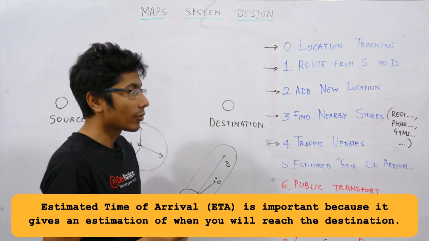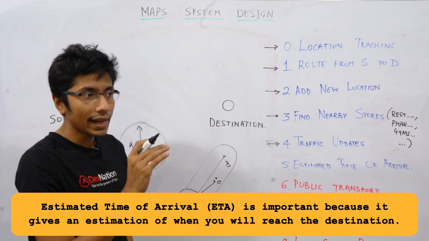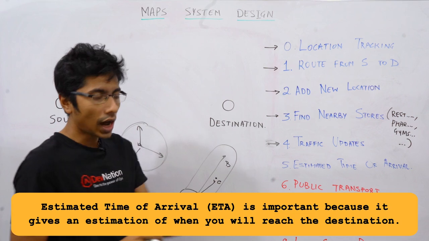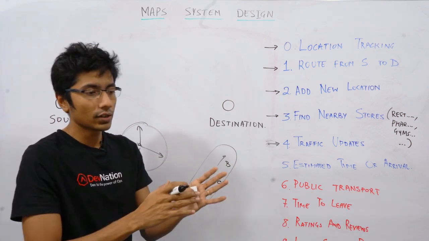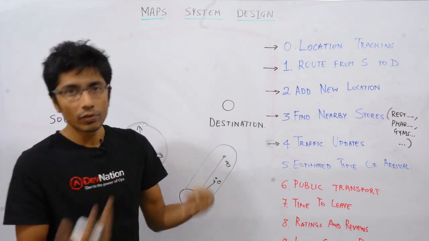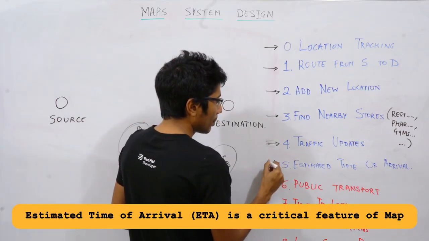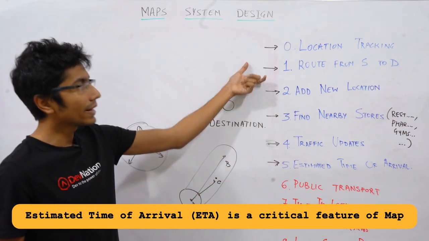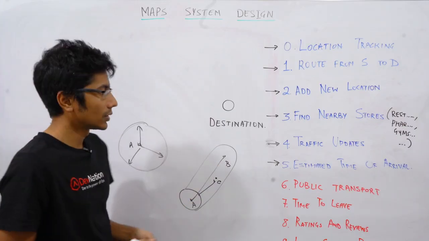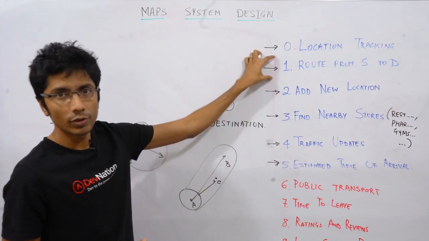However, estimated time of arrival is important because you can tell exactly when you reach a place, or how long a particular route will take. If you take, let's say, the right instead of the left, how much longer will it take? So it's a critical feature of the map application, and whether you build it into the algorithm or not is up to us. Most likely we'll build it into the algorithm of routing.